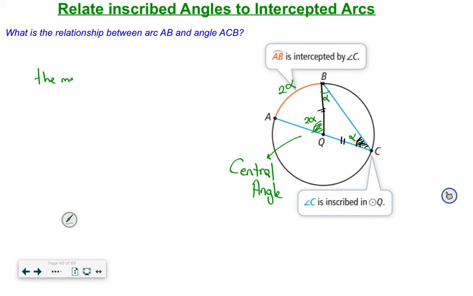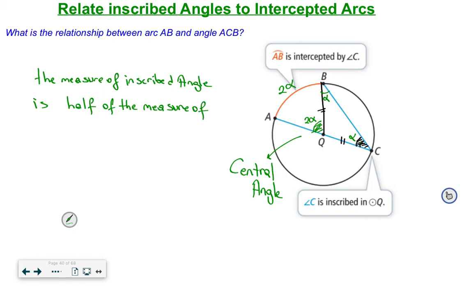The measure of inscribed angle is half of the measure of intercepted arc, which means that for here the measure of angle BCA is going to be the measure of arc AB over 2.